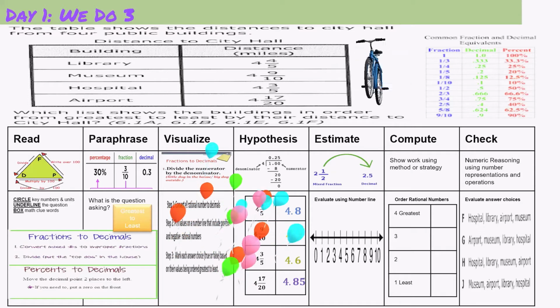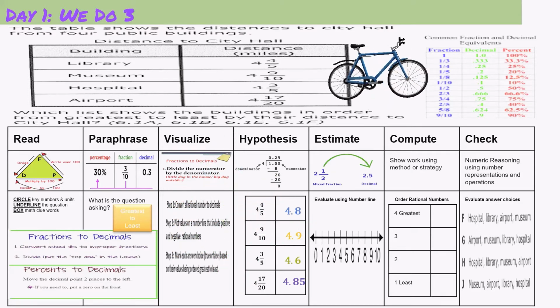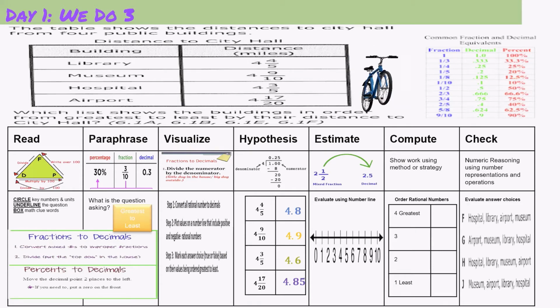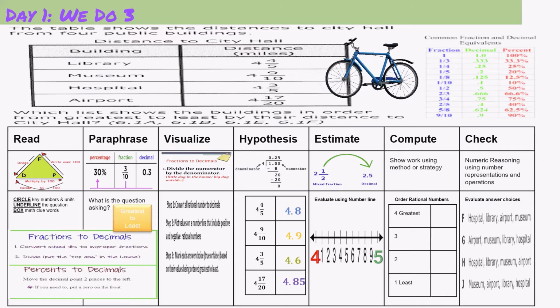Next, let's plot our values on a number line to see where they're located. Before I do that, I want to stress that all of our whole numbers are 4. So that means that all of our values will be found between 4 and 5. And each one of these other numbers in between represents a tenth. So we'll be moving in tenths, okay?